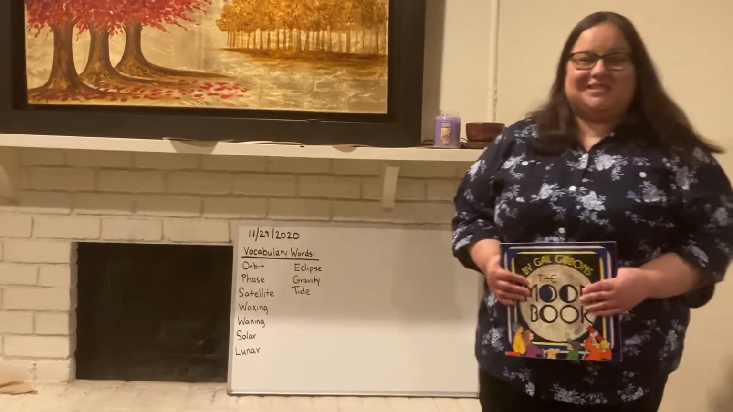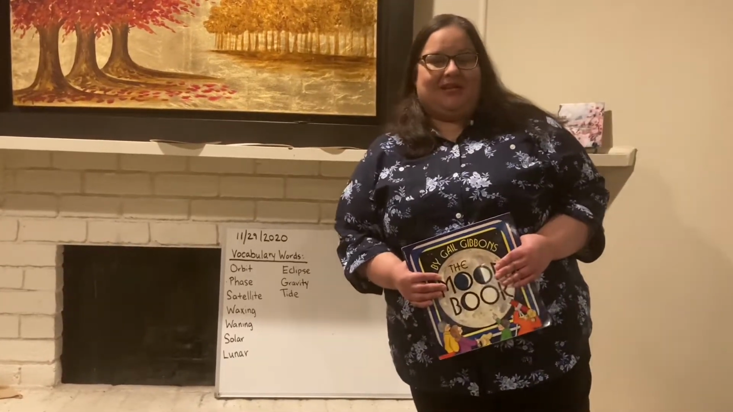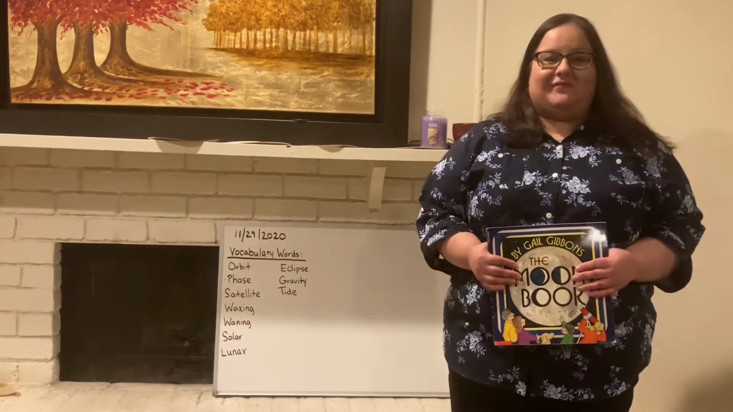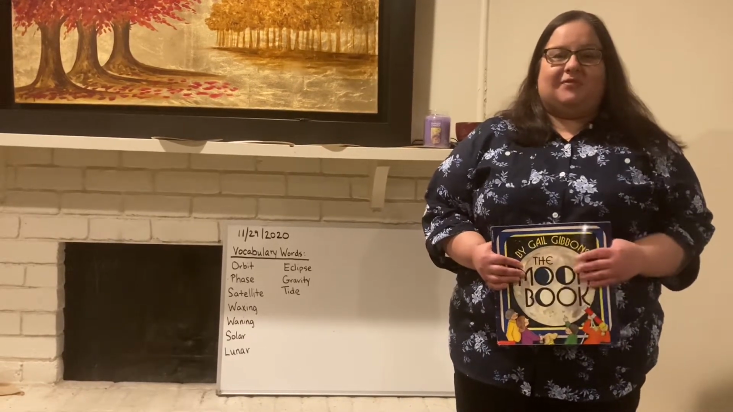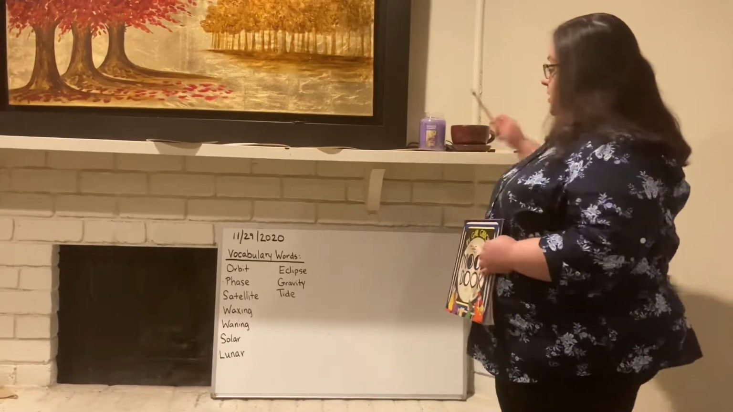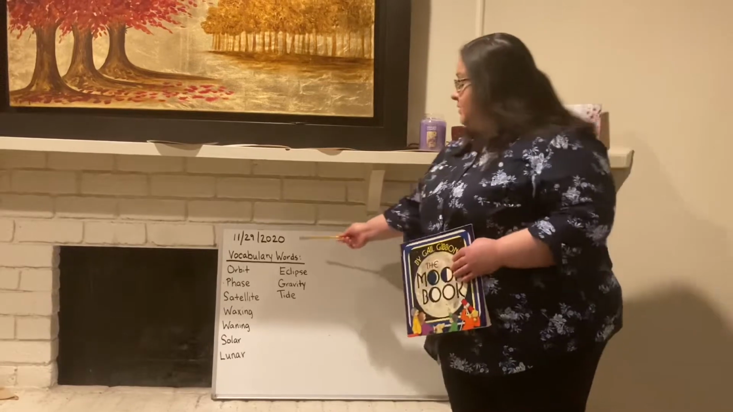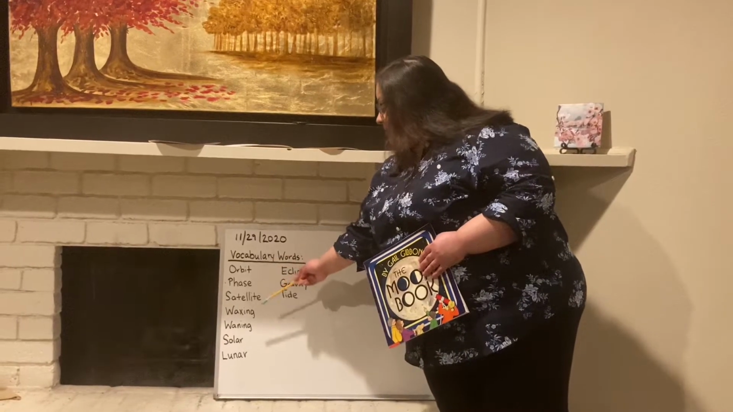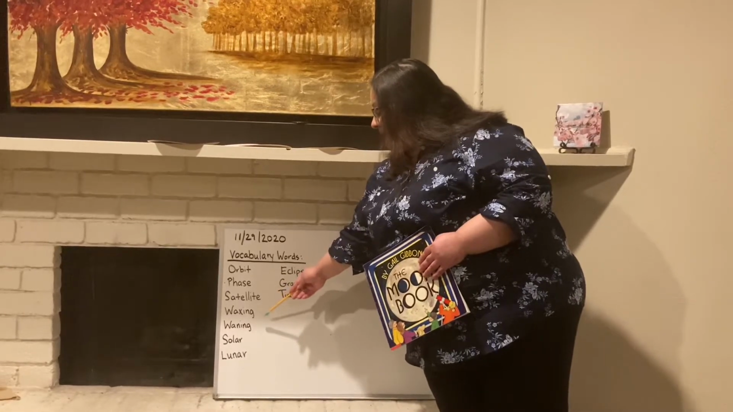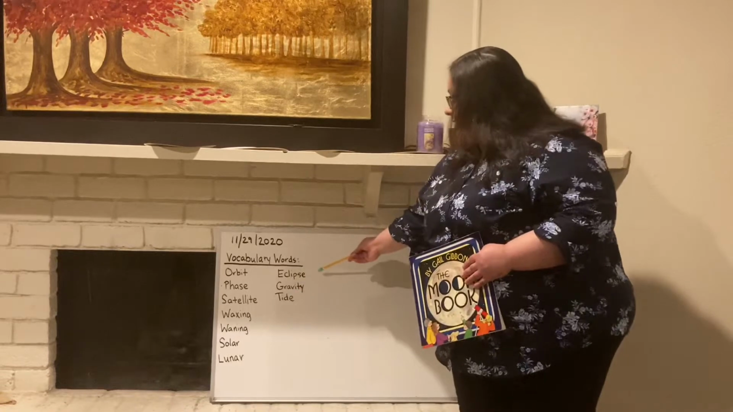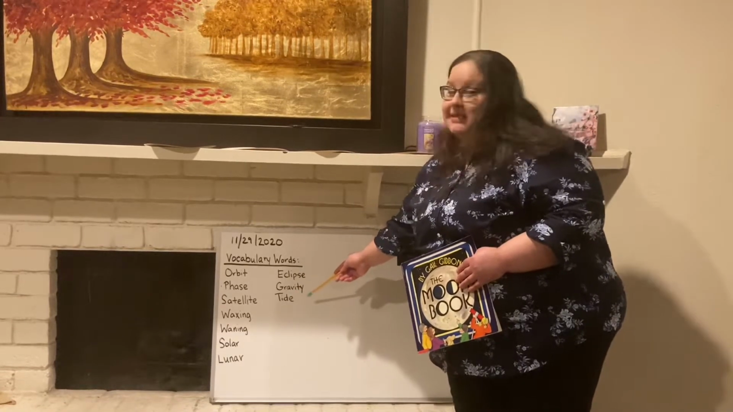Okay, class, we just got through watching the YouTube video over the moon phases, and now I have already passed out your graphic organizers. If you refer to the second page, there is a list of vocabulary words. These are the vocabulary words here: orbit, phase, satellite, waxing, waning, solar, lunar, eclipse, gravity, and tide.